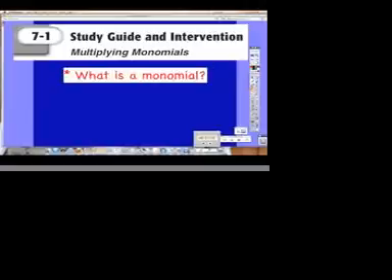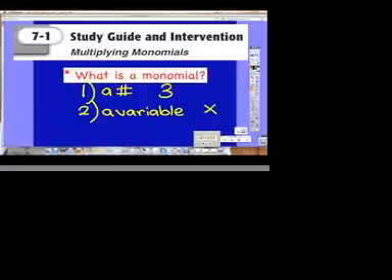So for example, a number, for example 3, would be a monomial. Number 2, a variable. So x is a monomial. And then third, one of those two being multiplied together. So for example, 3x squared is a monomial. 3 times x, they're all being multiplied.